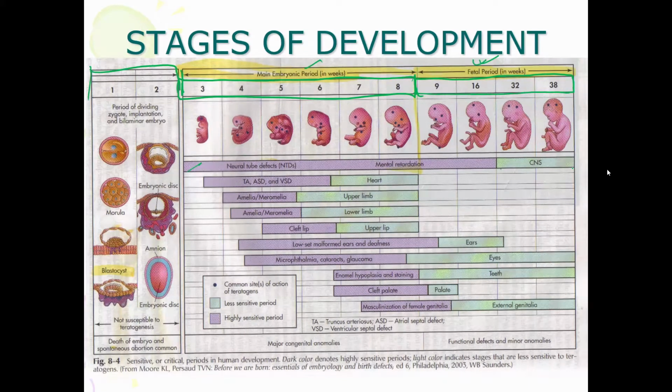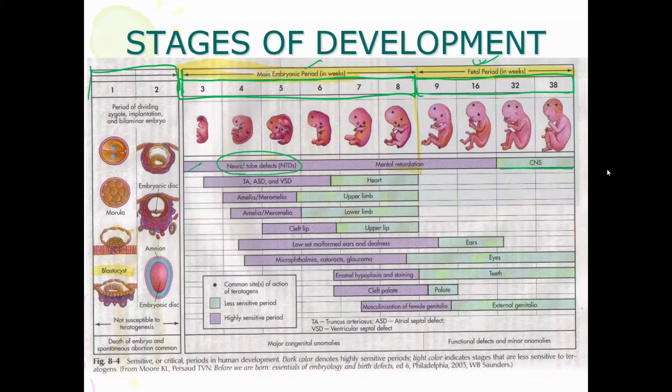For neural development, you can see up to 16 weeks. This is the highly sensitive period, so the teratogen can affect up to 16 weeks. Initially, within almost 3 to 5 weeks, if there is a defect in the closure of the neural tube, it can cause neural tube defect. As early as 3-4 weeks there could be neural tube defect, and later on, because of the insult from the teratogen, it can lead to mental retardation.